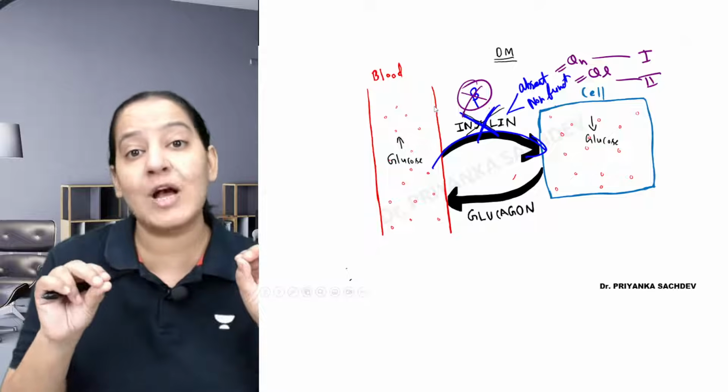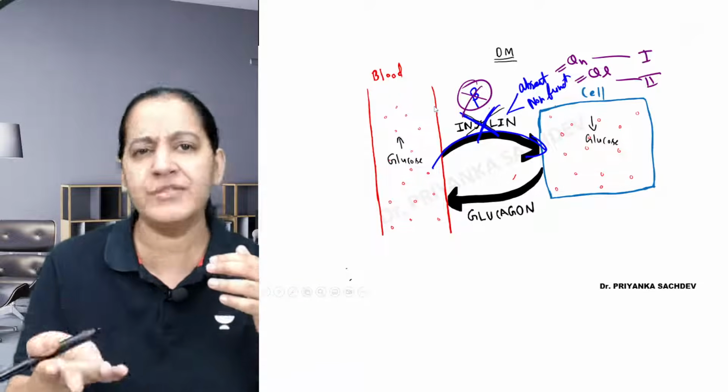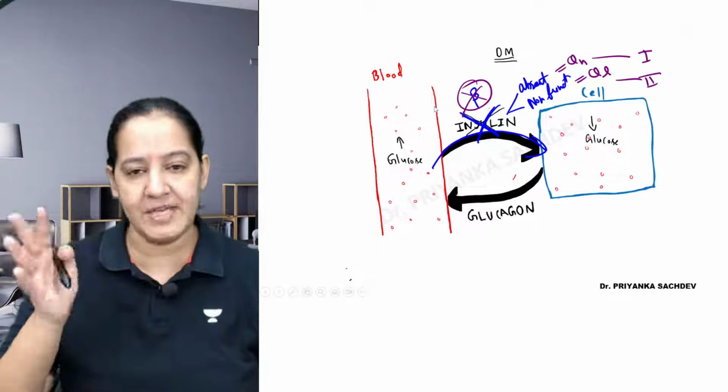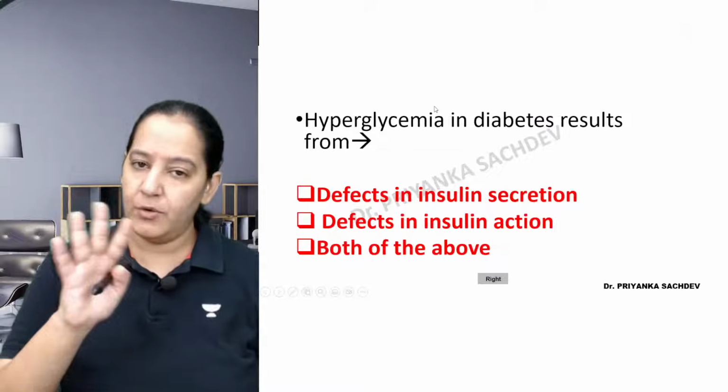So actually, it is a qualitative defect of the insulin. Give me a thumbs up everyone if you got it. Shall I proceed ahead? So that is about the insulin. So you can see the diabetes.